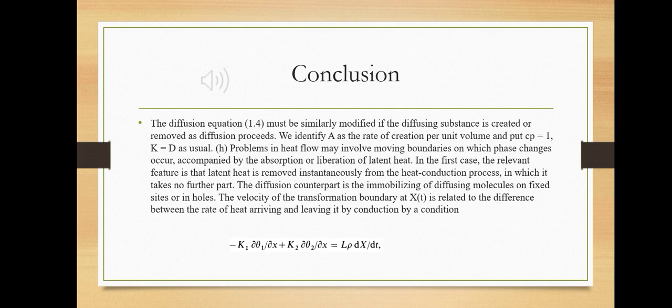The velocity of the transformation boundary at x(t) is related to the difference between the rate of heat arriving and leaving it by conduction by the condition: minus k1 ∂T1/∂x plus k2 ∂T2/∂x equals Lρ dx/dt.